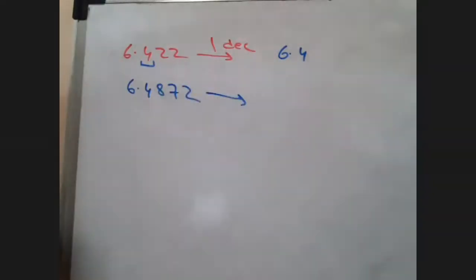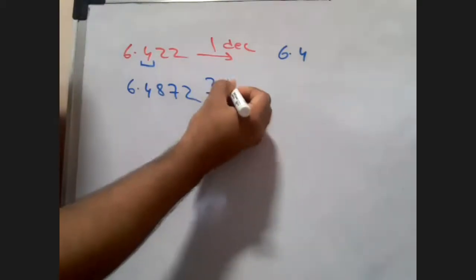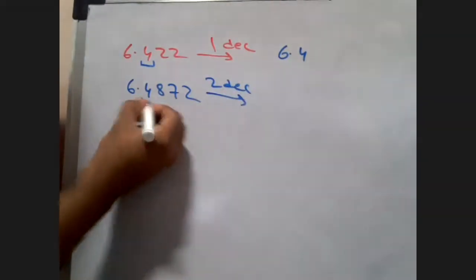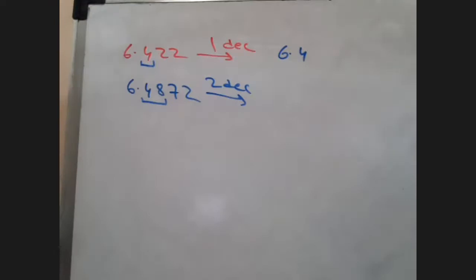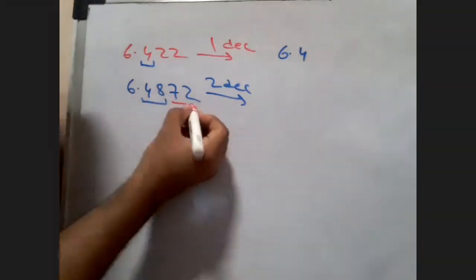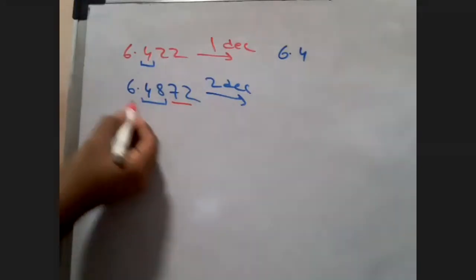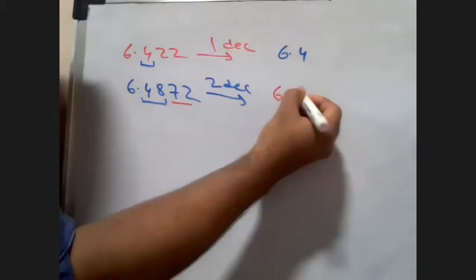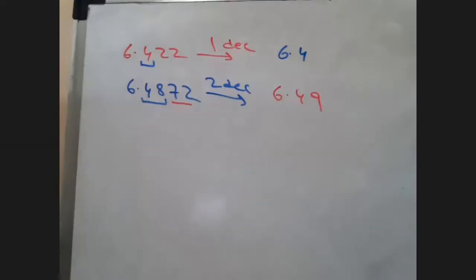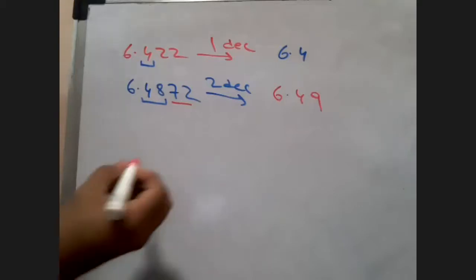Same type of thing, but now I want it to two decimal places. So you see here, I want two decimal places of 6.4872. What I can see here is that this is 7. So this will round up to 6.49. Yes or no? Am I right or wrong? Anyone has a doubt? No, sir. Okay.